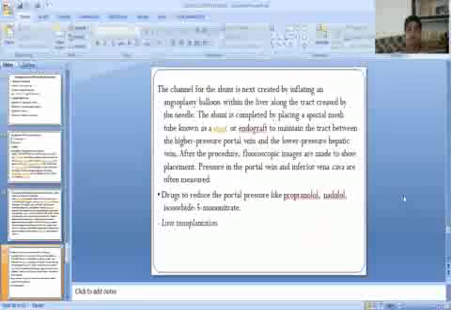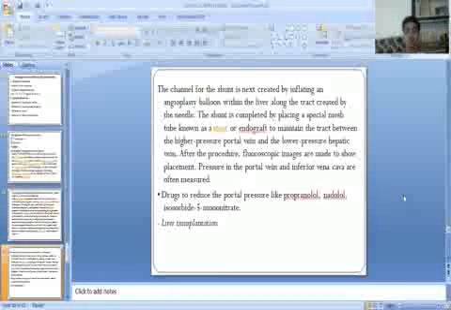The channel of the shunt is next created by inflating an angioplasty balloon within the liver along the tract created by the needle. The shunt is completed by placing a special mesh tube known as a stent graft to maintain the tract between the higher pressure portal vein and the lower pressure hepatic vein. After the procedure, fluoroscopy images are made to show placement, and pressure in the portal vein and IVC are optimized.